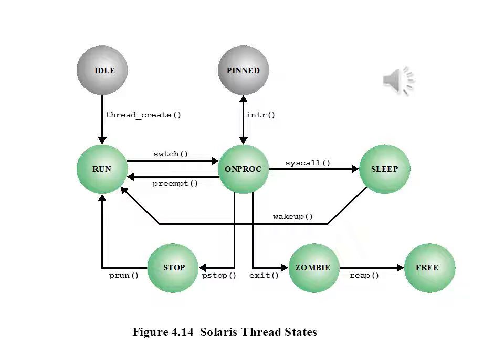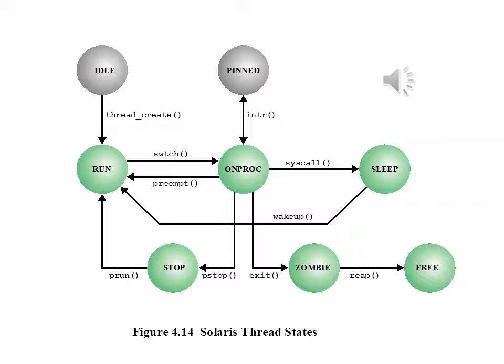Run. The thread is runnable, that is, the thread is ready to execute. OnProc. The thread is executing on a processor. Sleep. The thread is blocked. Stop. The thread is stopped. Zombie. The thread is terminated. Free. Thread resources have been released, and the thread is awaiting removal from the operating system thread data structure.